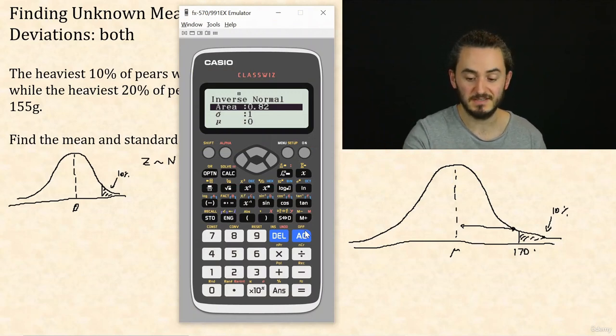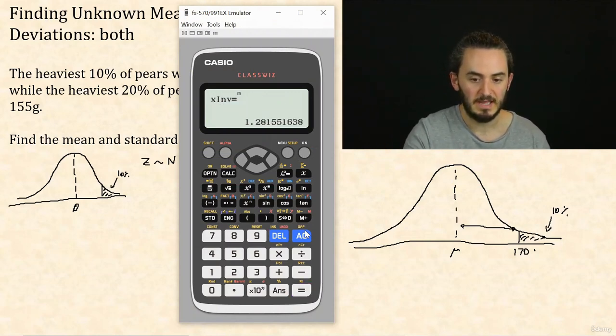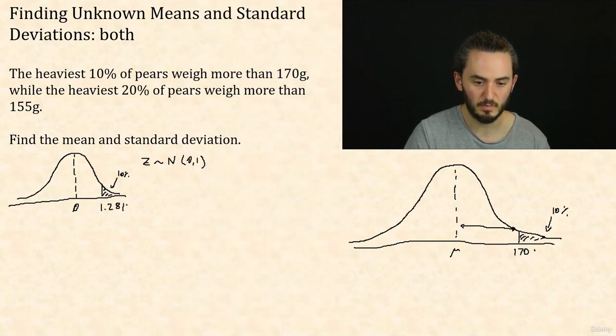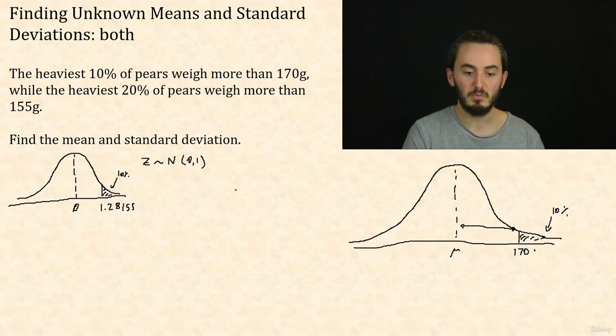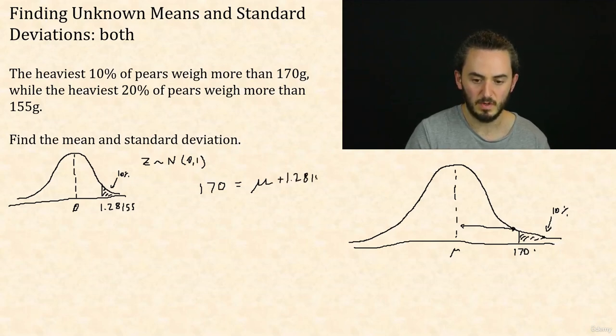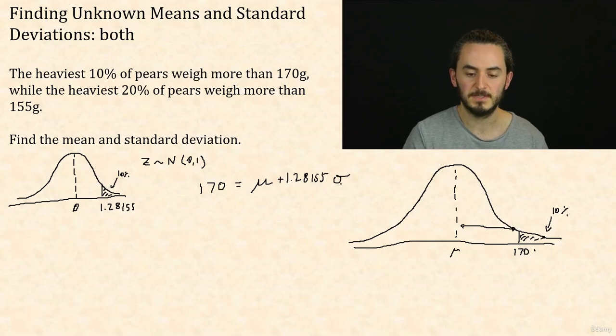You see me do this a bunch of times now. The top 10% has an area to the left of 0.9, and we can see it's 1.28155. So you need to go 1.28155 standard deviations above the mean to get to the top 10%. So that means that 170 is the mean plus 1.28155 standard deviations. Well, there's an equation with two unknowns. We can't solve that, but we've only used half the information. We've not used the fact that the heaviest 20% of the pairs weigh more than 155 grams.